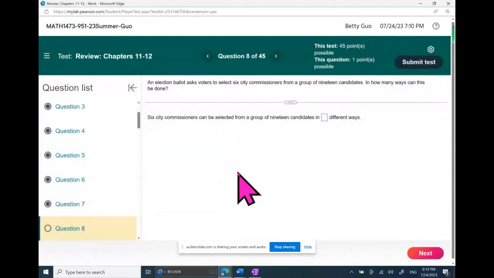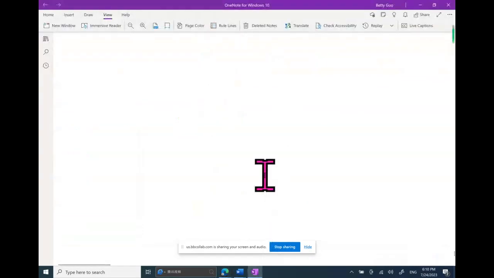Question number 8. An election ballot asks voters to select 6 city commissioners from a group of 19. So choose 6 from 19 candidates. In how many ways can this be done? This is a combination problem. C619.